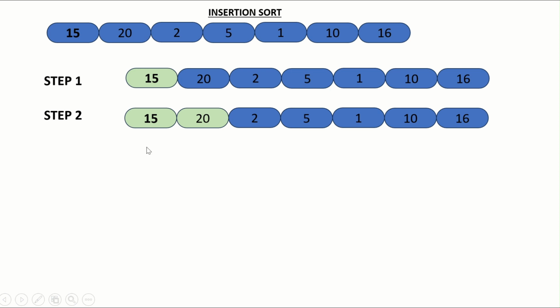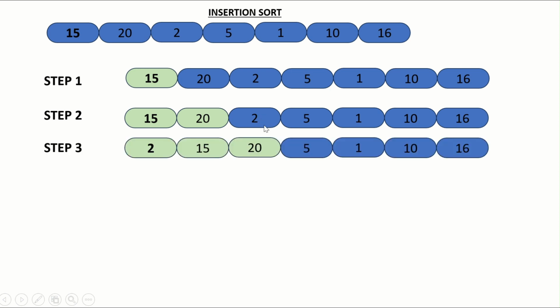In the third step, let's compare 2 with 20. 2 is lesser than 20, so it will check with 15. 2 is also lesser than 15, so it will occupy the first position, that is before 15 and 20. So first it will check with 20, it is less, then it will check with 15, it is less than 15, so 2 occupies the first position.